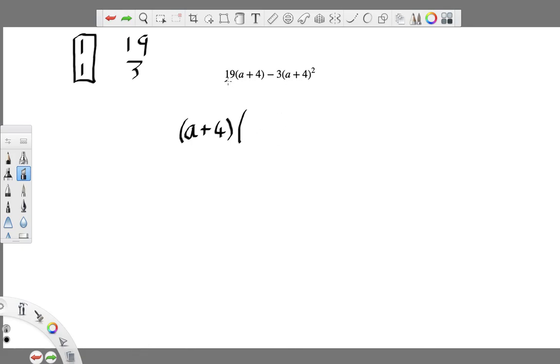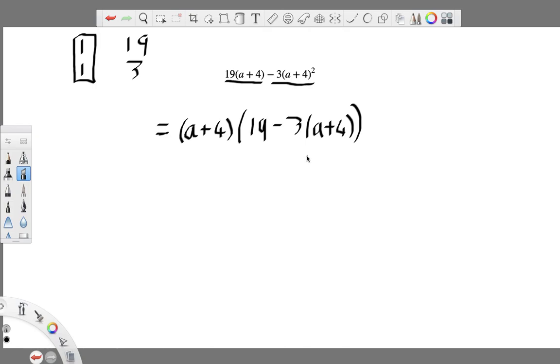Well, how did we get this 19 in brackets a plus 4? Well, 19 multiplied by the a plus 4, so that's fine. And then how do we get this part of the expression? Well, if we have minus 3, and then this bracket is squared, so we're going to need a plus 4 again, like so. So that's our big bracket dealt with.